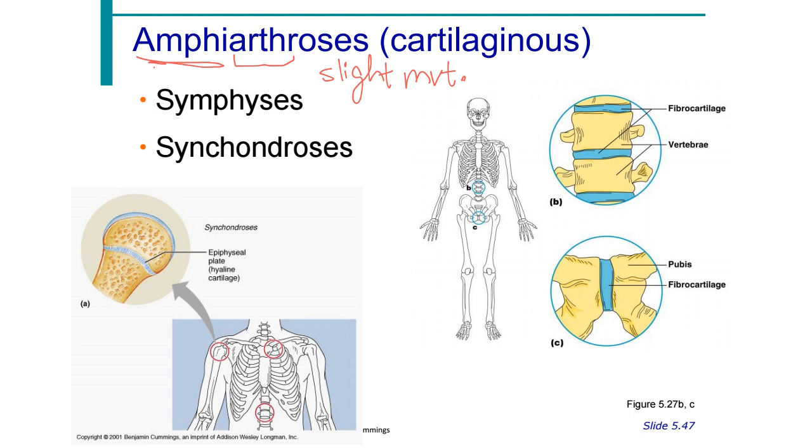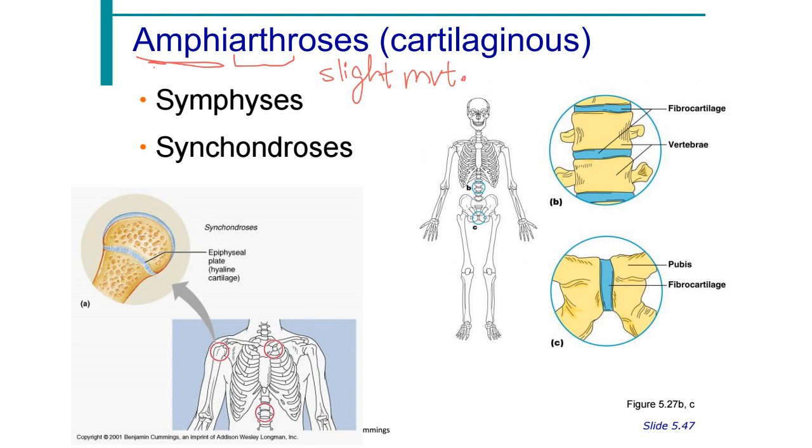These joints are usually held together by fibrocartilage, but they're held together by cartilage. So we had the synarthrosis, which was also called a fibrous joint because it was held together with fibrous tissue. And now we have an amphiarthrosis, which is also called a cartilaginous joint because it's held together by cartilage. Your examples here are symphyses as well as synchondroses. So a symphysis joint is going to have basically two types of cartilage associated with it.